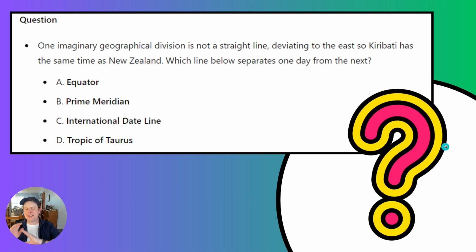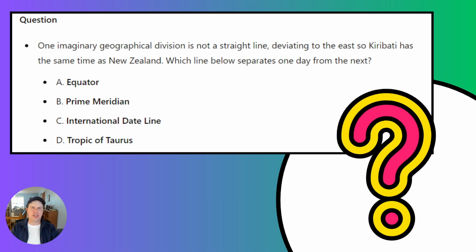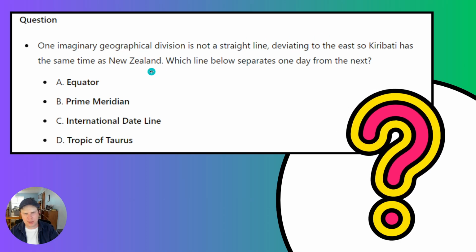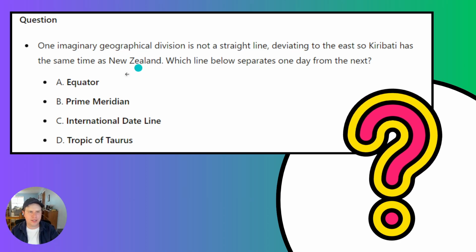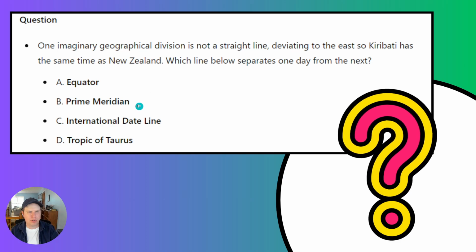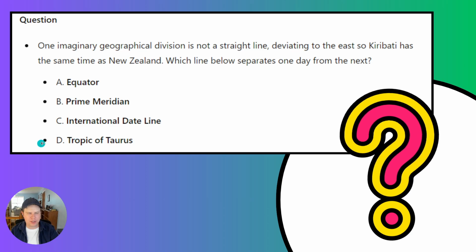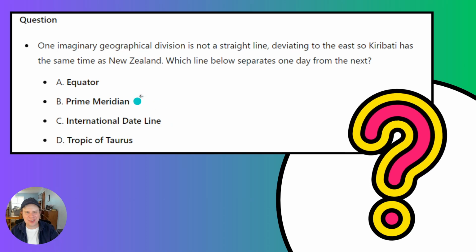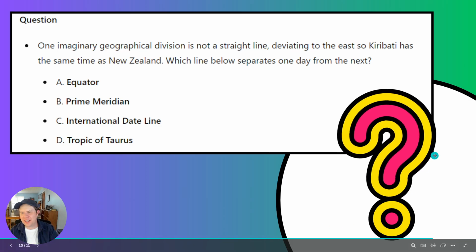Now, we've looked at a lot really quickly. Let's see what you can remember. One imaginary geographical division is not a straight line, deviating to the east so Kiribati has the same time as New Zealand. Which line below separates one day from the next? Is it the equator, the prime meridian, the international date line, or the Tropic of Taurus? See if you can use some context clues if your memory doesn't hold up for this one. See if you can get the answer correct. Let's go ahead and check.